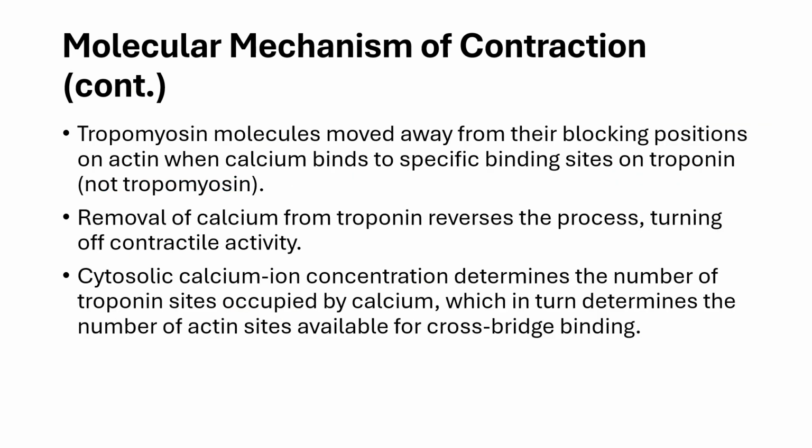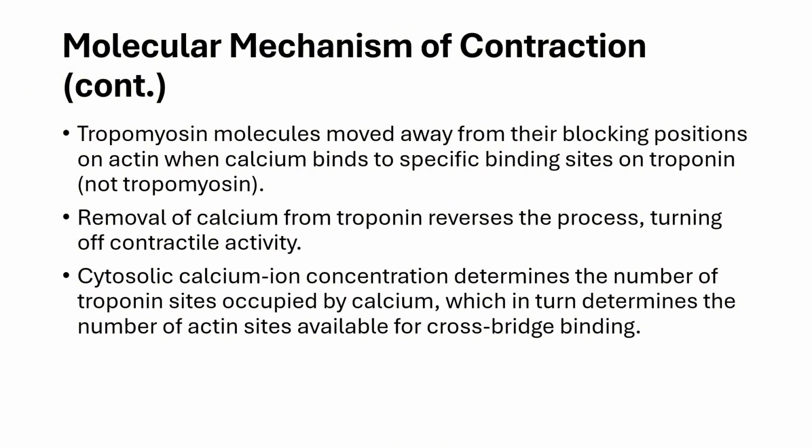Now let's continue discussing the molecular mechanism of contraction with a focus on the critical role of calcium ions in regulating this process. To initiate contraction, calcium ions bind to specific sites on troponin, not tropomyosin. Remember that. This binding causes a conformation change in the troponin molecule, which in turn shifts the tropomyosin molecules away from their blocking position. As a result, the myosin binding sites on actin are exposed. It will allow the cross-bridge cycle to begin. This interaction is essential for muscle contraction.